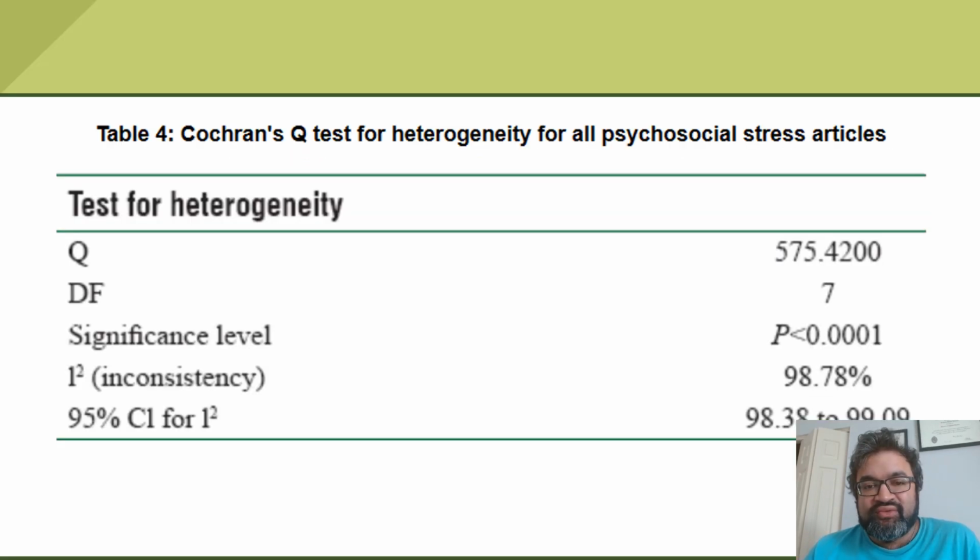So here's Q, and that was the value for Q right here. And then the significance level was actually statistically significant. So there was heterogeneity in the studies that were conducted, and not all studies were concentrated into one area or the other.